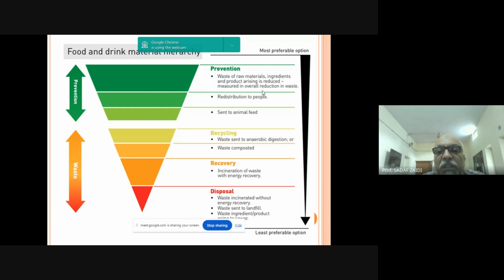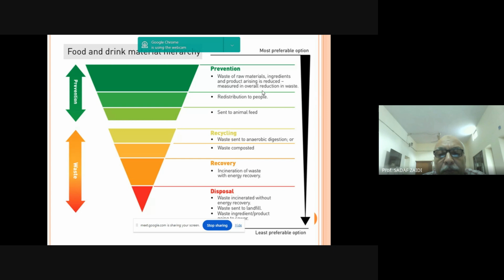On top you are finding the inverted pyramid. The first thing is prevention. Prevention means waste of raw materials, ingredients and product arising is reduced, measured in overall reduction in waste. Then redistribution to the people is the second thing. If you are having food waste, then you can redistribute it to the people.